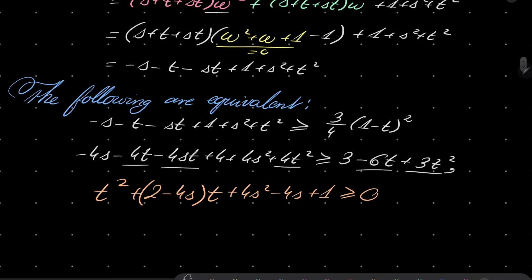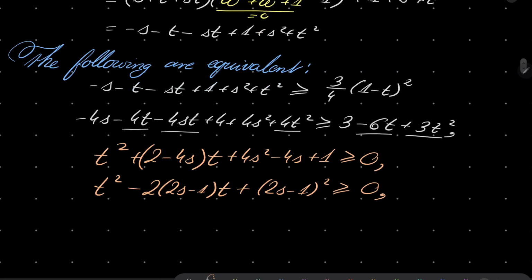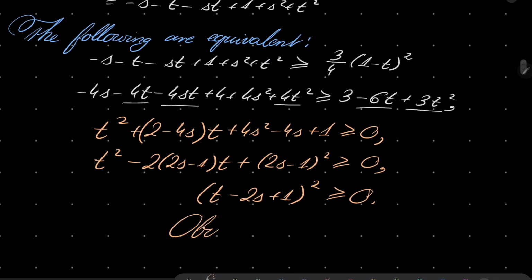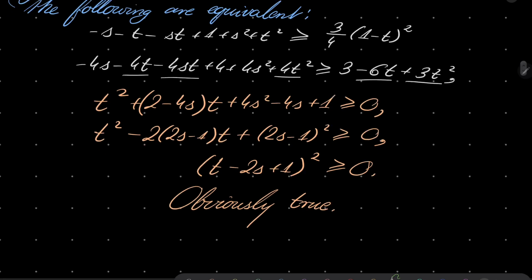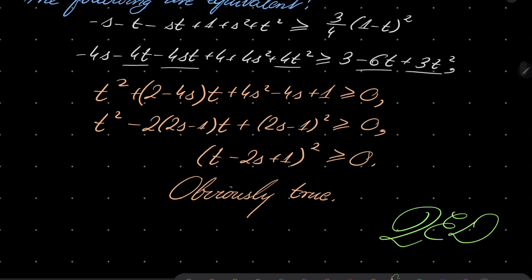Should be. What is it? Well, notice that we can do the following. T squared, here we can put minus 2 in front, so we have 2s minus 1 t. And here we have, what exactly? 2s minus 1 squared, greater than or equal to 0. And notice that this can be written in this way. It's t minus 2s plus 1 quantity squared. And this is obviously true. So our inequality holds, which closes our proof.